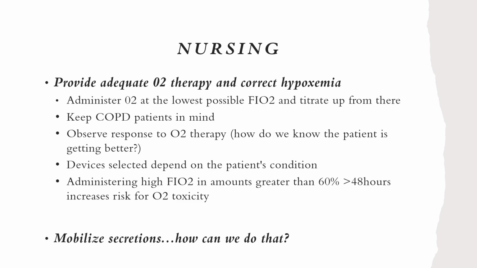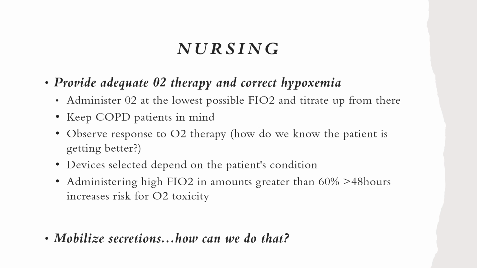So nursing, we want to provide that adequate oxygen therapy, okay? And we want to correct that hypoxemia the best that we can. So we're going to administer oxygen. We're going to hopefully start low if we can, start at the lowest level, and if we need to, titrate up, then that's what we need to do, okay? If we need to switch oxygenation methods and therapies as well, then we may need to do that.